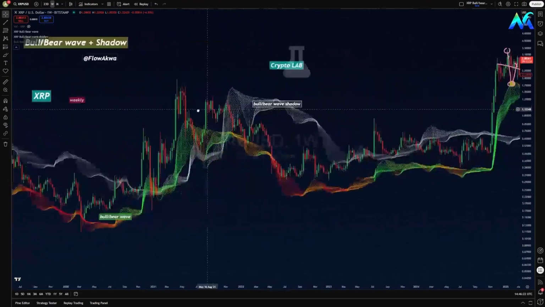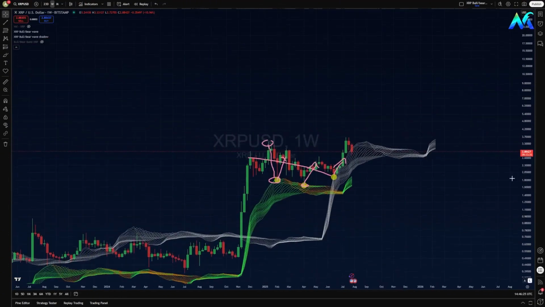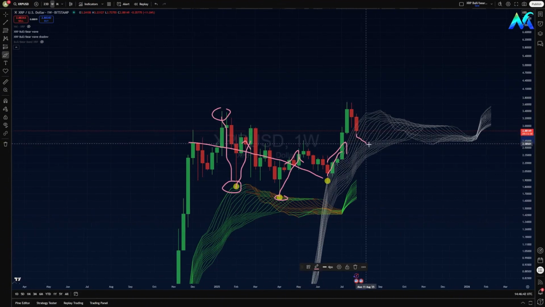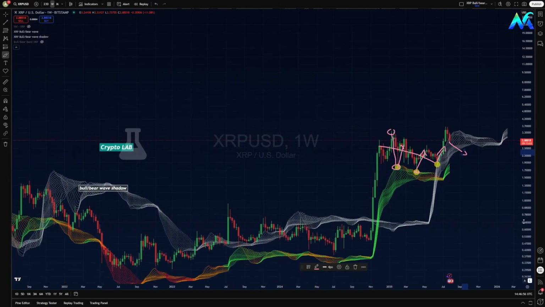And now it's a bit different because it's the same pattern, except that XRP went up to retest the shadow as a support. So now what we don't want to see is XRP crossing the shadow and going like this, because in the past it was a very bad sign. So let's take an example.